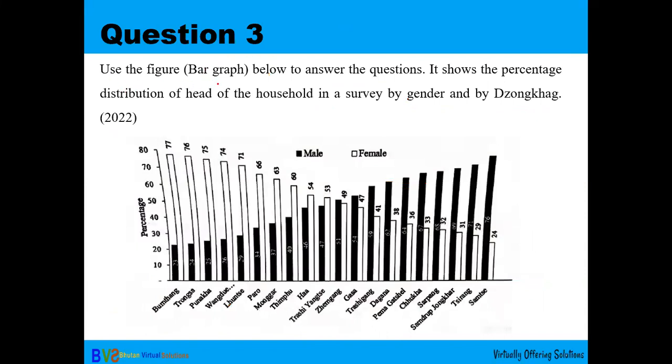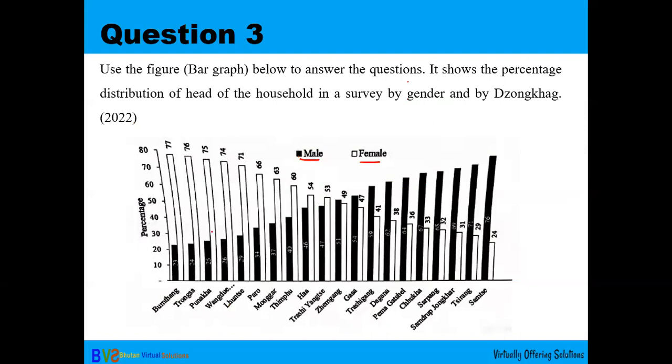Use the bar graph below to answer the questions. It shows the percentage distribution of head of the household in a survey by gender and by Dzongkhag. Now, when you see this graph, the answer can be the most black and white, but see the legends, the x-axis and the y-axis, we can easily understand it.